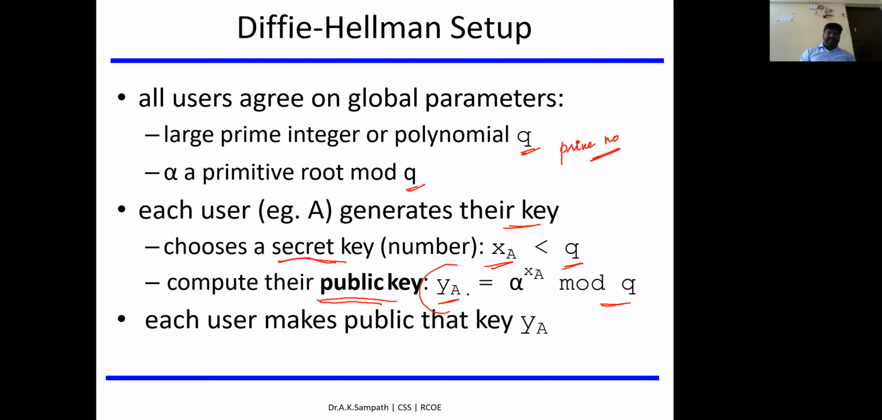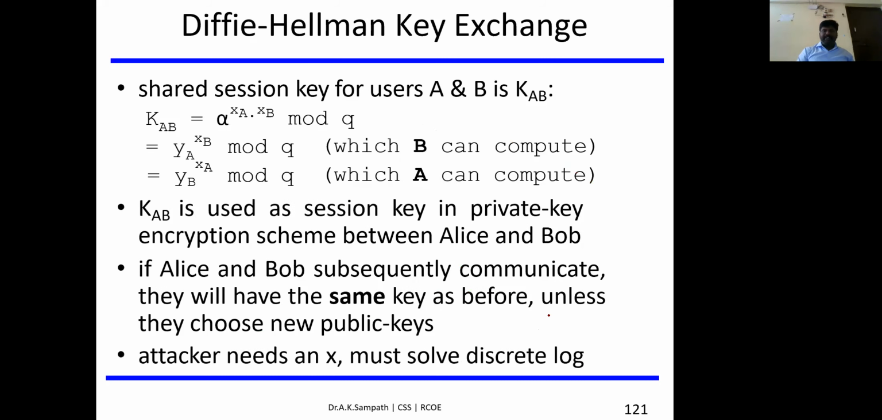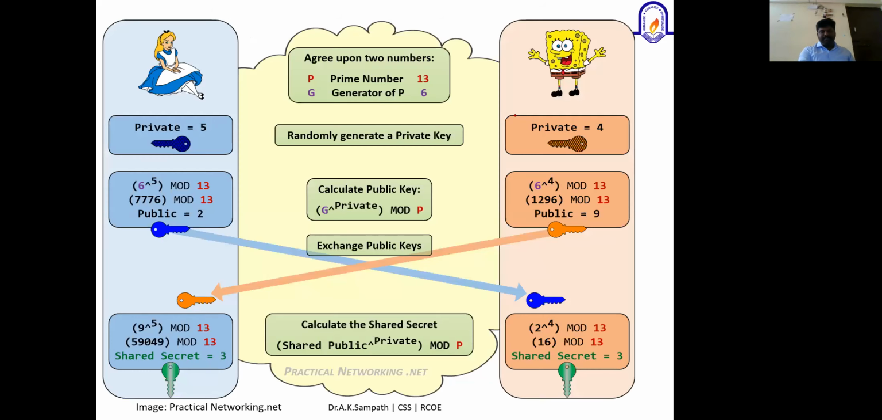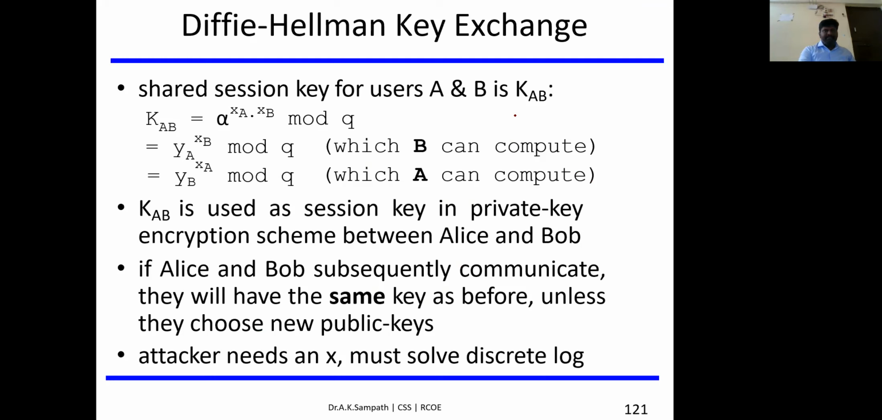Now, this y of a is a public key which has been calculated using this formula, right? Similarly, user B will select its private key. Similarly, user A or user B will select its private key, which is x of B, and you will calculate the public key, which is yb, which is alpha power xb mod q.